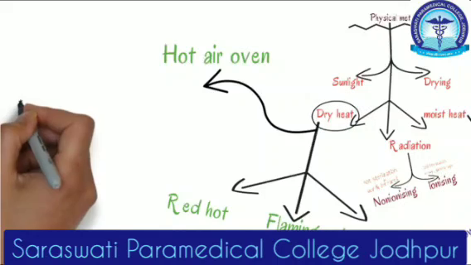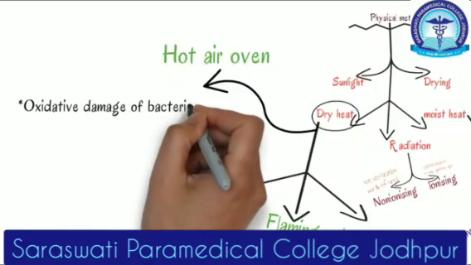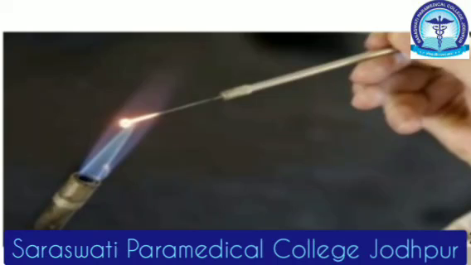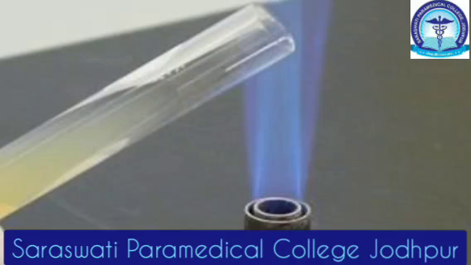So the method of dry heat basically gives oxidative damage to the bacterial cell and kills the bacteria. In this we have red hot, flaming, incineration, etc. Red hot is mainly done for the sterilization of wire loop, tips of forceps and scissors by keeping them on the Bunsen burner. Another, we have flaming. Flaming is done for sterilization of the mouth of test tubes, flasks and bottles which contain culture media.